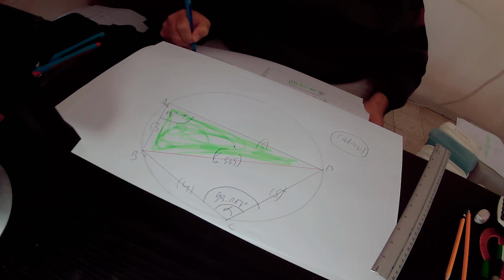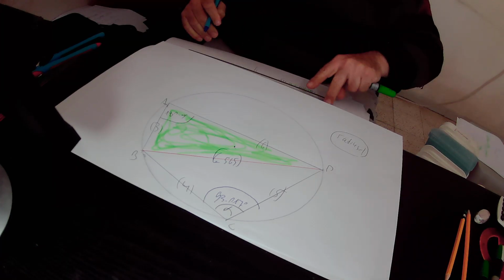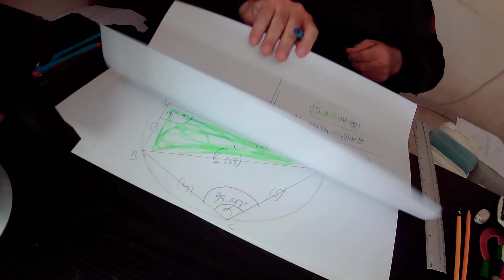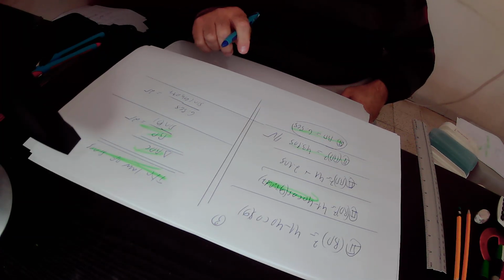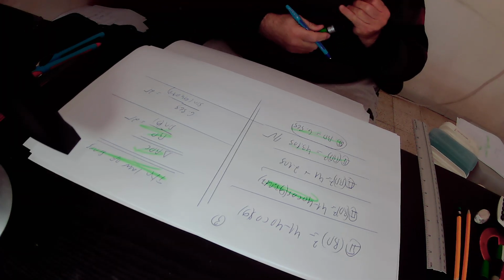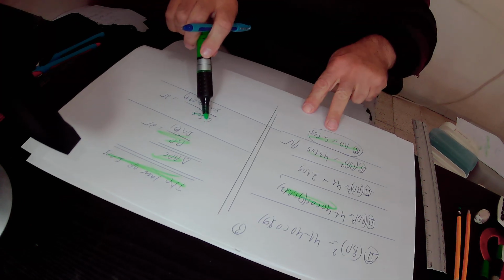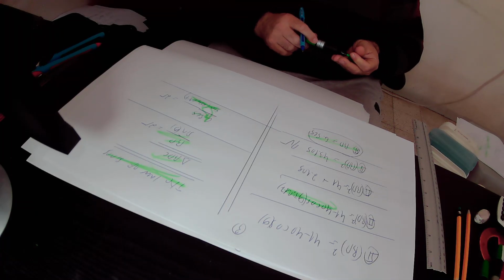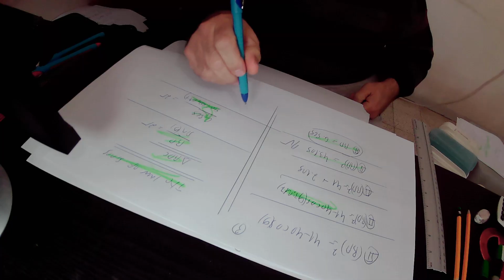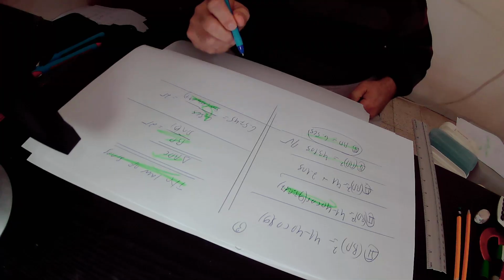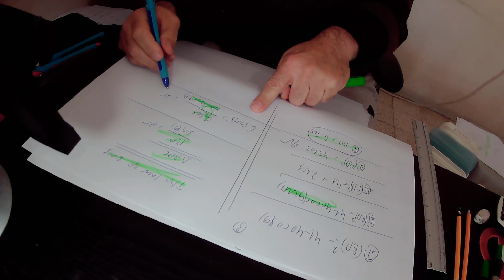Equals 2R. So in total, according to the law of sines, the expression 6.565 over sine 93.017 degrees equals 2R. Actually, the value of this expression in the green color is equal to 6.5745. Those two sides of the equation are equal to each other. That is to say, 6.5745 equals 2R.